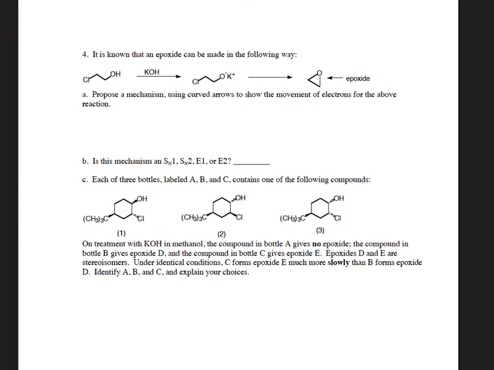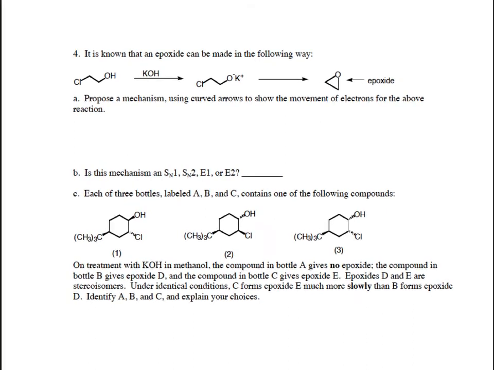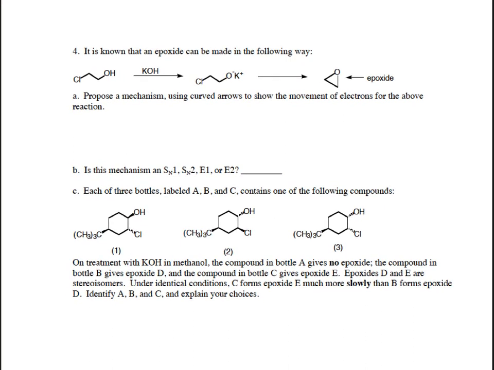This problem's an interesting one. Let's expand it up so we can actually see it. Okay, they sort of give us a little mechanism layout before you actually get to the crazy problem down below. So what they say is you're going to make this thing called an epoxide. And the epoxide is just a 3-membered ring with an oxygen in it. And one of the ways to do it is to take a 2-carbon system that has a chlorine and an OH and deprotonate that OH.